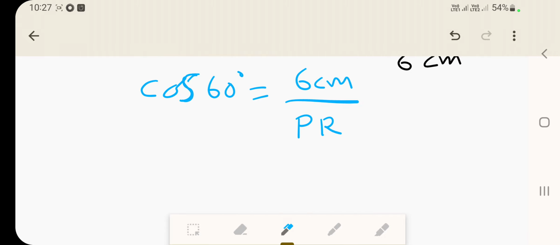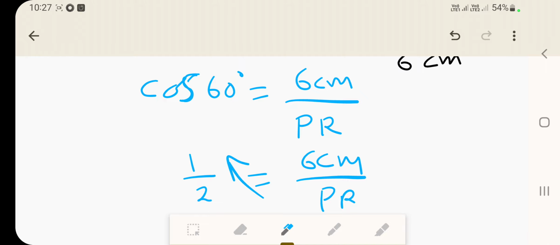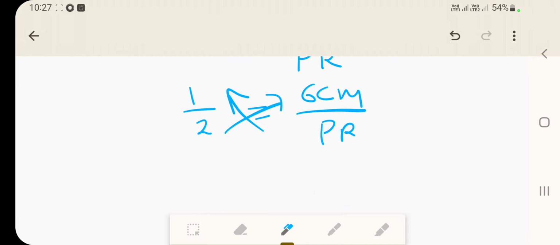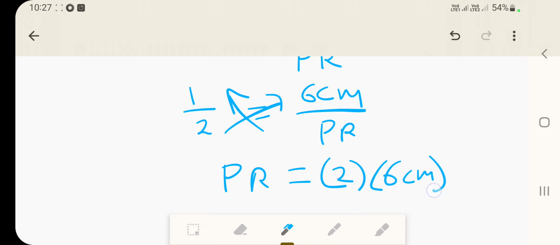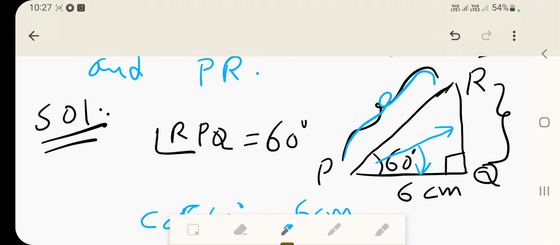Cos 60, we know, is how much? 1 by 2. You have to remember. So 1 by 2 equals 6 centimeters divided by PR. You do the cross multiplication. PR comes on the left hand side and 2 comes on the right hand side. 2 into 6 centimeters, we get 12 centimeters. So the length of the hypotenuse is 12 centimeters. We got PR as 12 centimeters.